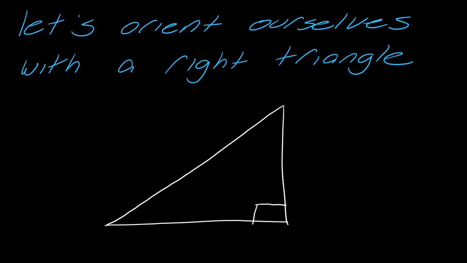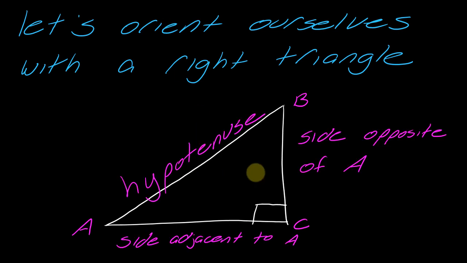So the first thing I want to do is just orient ourselves with the right triangle. So here is the right triangle, ta-da. And we're going to label the sides like this, A, B, and C. The important things that you need to know: the hypotenuse, what we call this side. It's very important that you know what this side is called. It's called the side opposite of A. I know it seems really obvious, but it's super, super important. And then down here, this is the side adjacent to A.